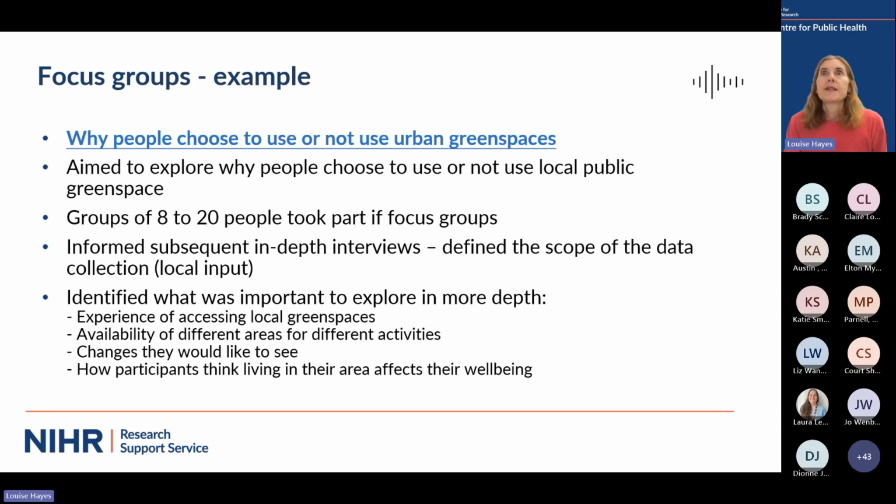And focus groups, this was an example about why people choose to use urban green spaces or not. This informed a subsequent in-depth interview study, but initially the researchers conducted focus groups with quite large groups, up to 20 people, where they identified the areas they wanted to explore in more depth, which I've listed on the slide. I won't go through them now because I'm mindful we've got 3 minutes left.